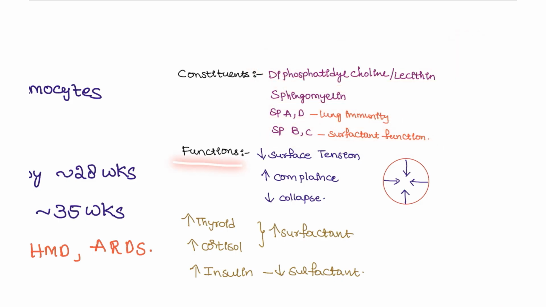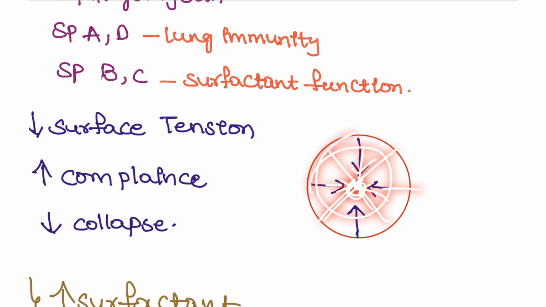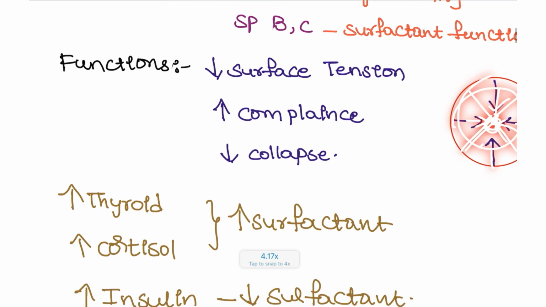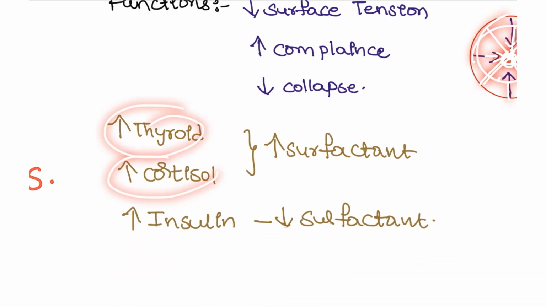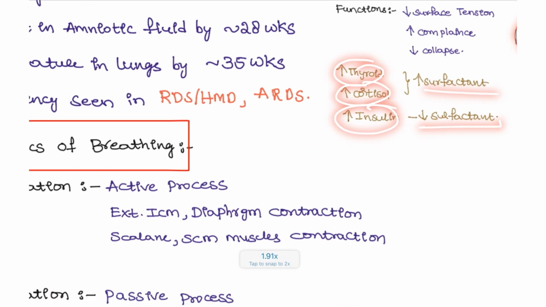What is the main function? It will prevent surface tension and collapse. So by that the lung compliance will be increased. Here you can see, this is the residual volume. If there is no residual volume, what happens, guys? This will collapse. So to prevent this collapse, surfactant is maintaining this lung compliance. And thyroid and cortisol will increase the surfactant production, whereas increased insulin can decrease the surfactant production.